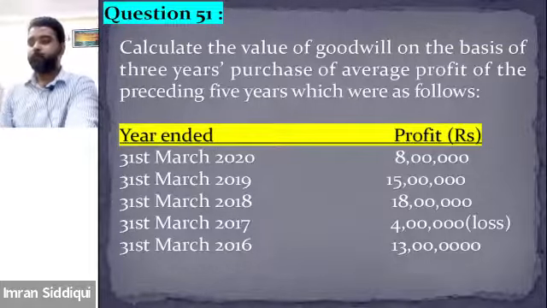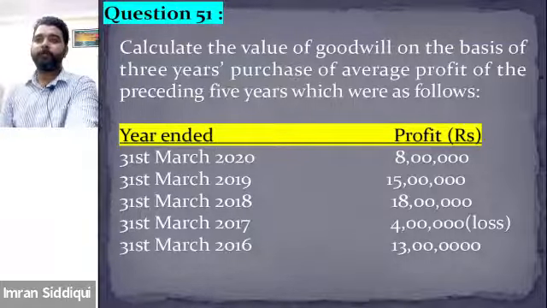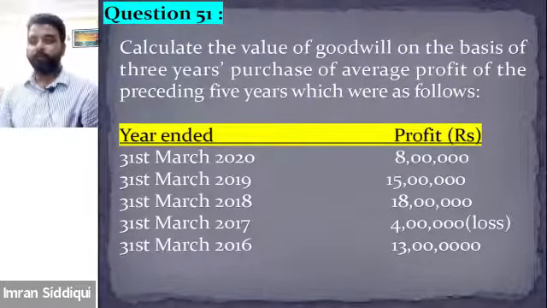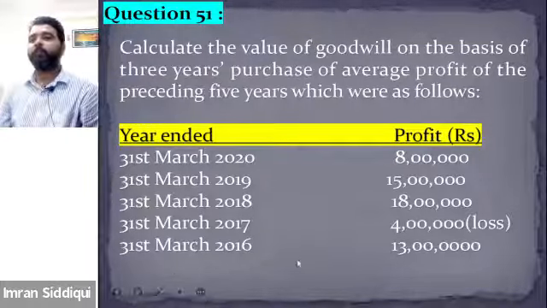Sir, I have a doubt. You have a doubt, okay? Tell me. Sir, the loss, do we not calculate that, or what do we do? Loss will also be taken into consideration, but obviously in 2017 we have a loss, so instead of adding it in the total value, we will be subtracting it. Okay, sir. Anyways, if anyone has not completed it, let me solve it quickly for all of you.